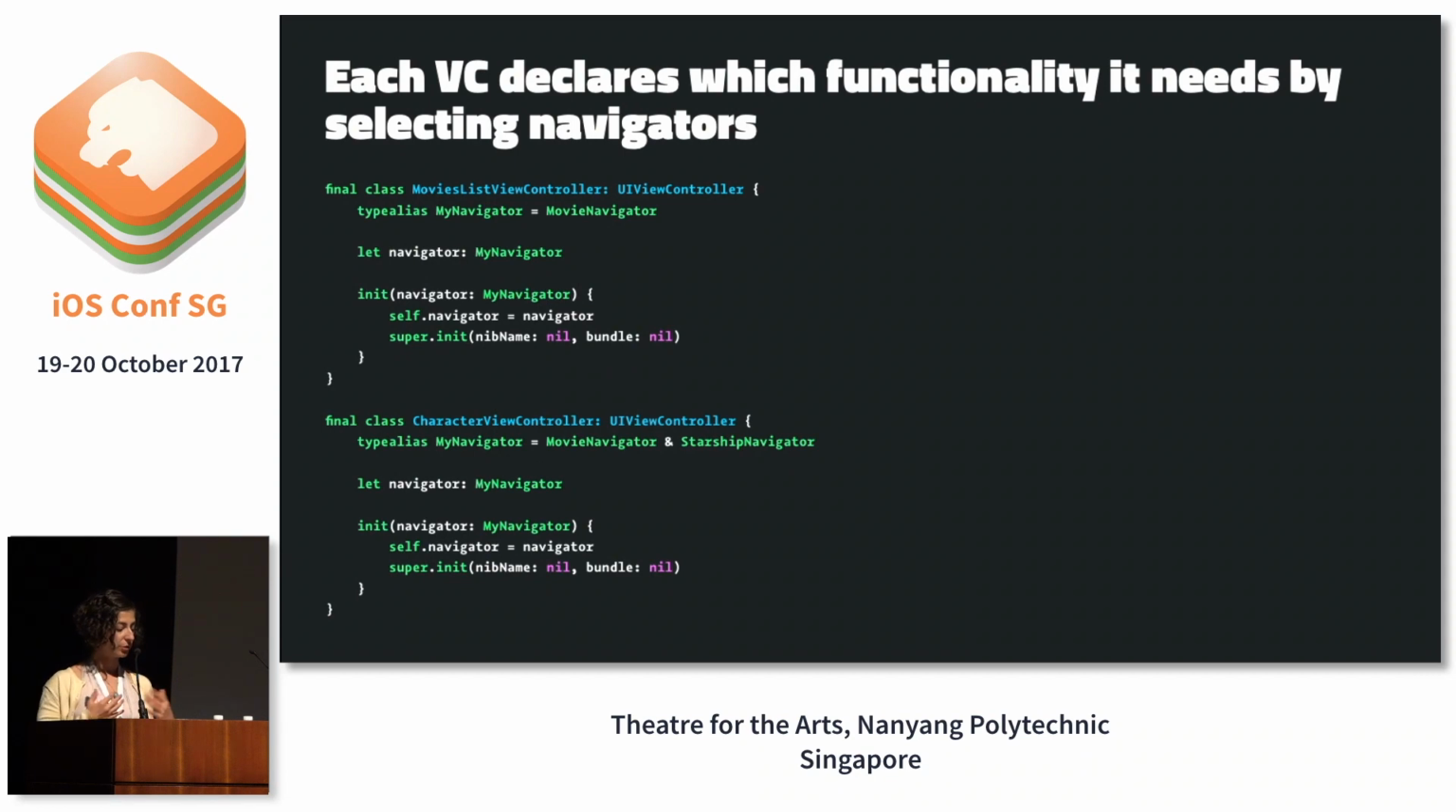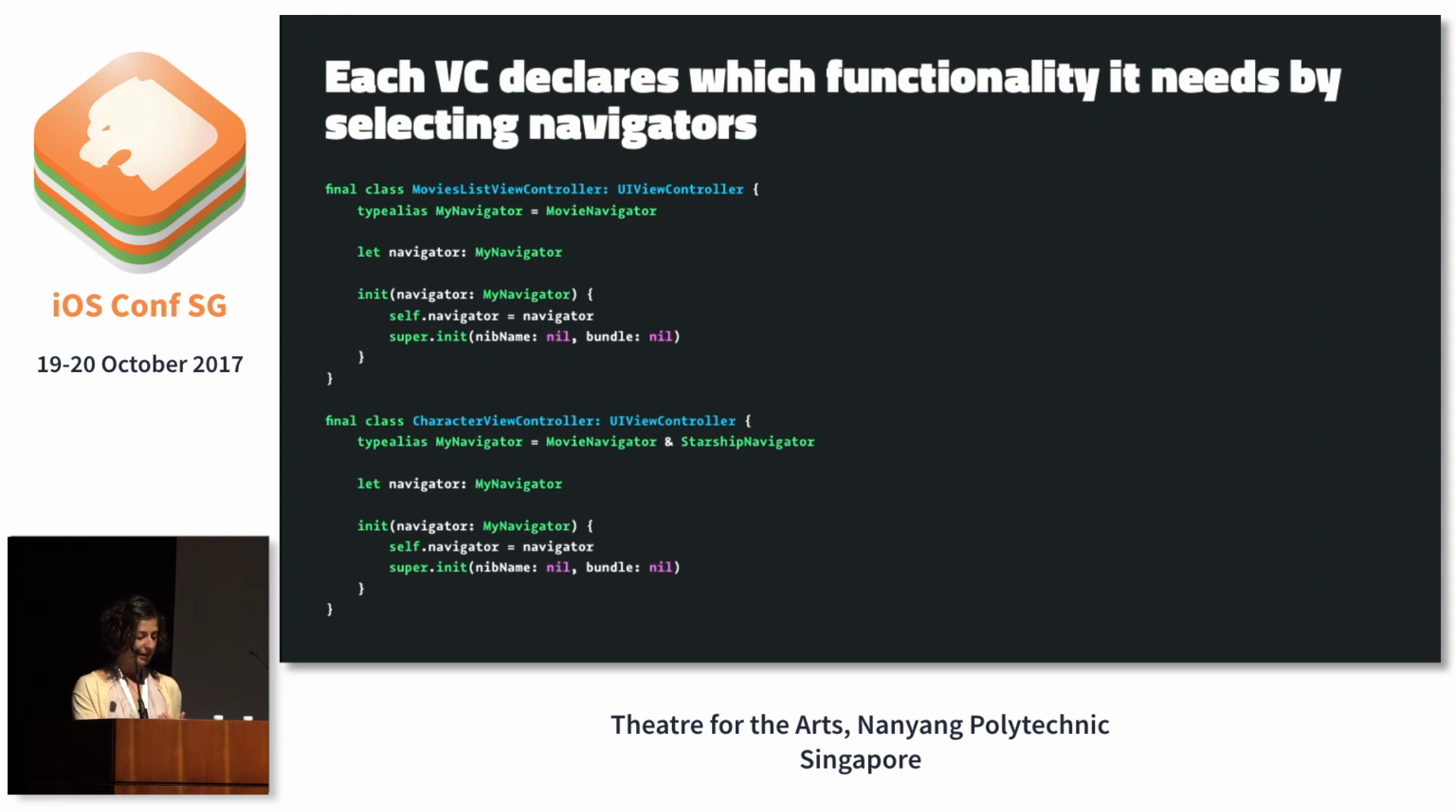Now, each view controller declares which functionality it needs by simply selecting navigators. So as you can see here, we've got the movie list, and the movie list only needs to go to one place. So it simply says, well, my navigator is just a movie navigator. It's the same thing. We can go ahead and type alias it, but we don't even need to. But now if we look at the character view controller, it actually needs to be able to go to 2 places. It needs to be able to go to movies, and it needs to be able to go to starships. And so we can say, well, my navigator in this case is both the movie and the starship navigator.